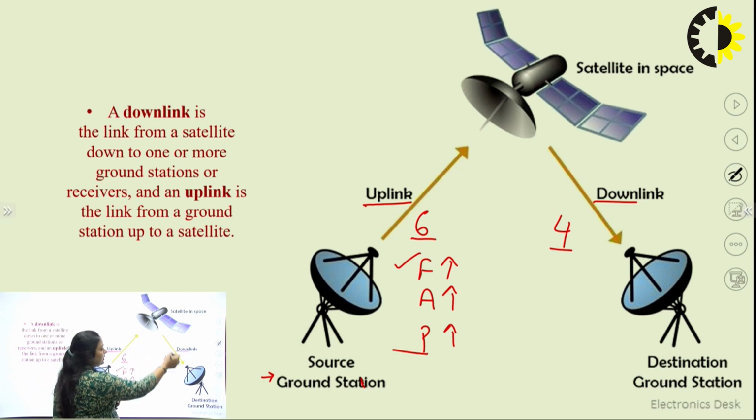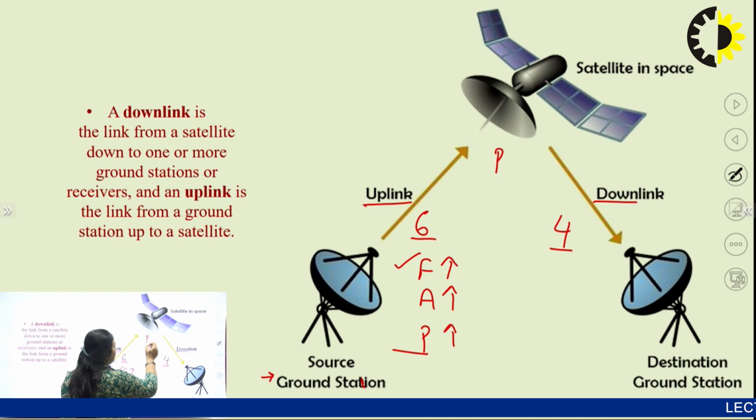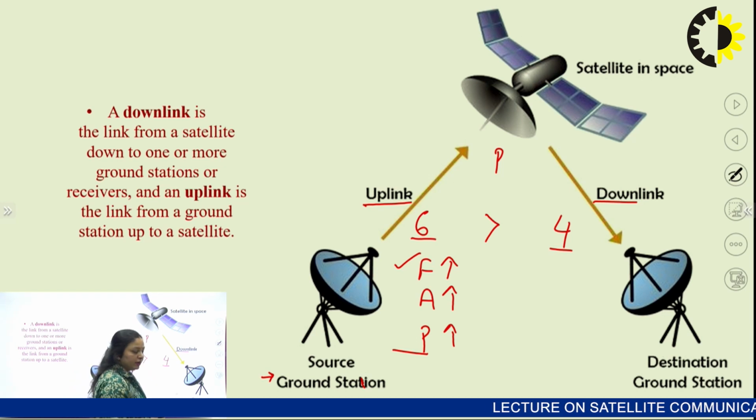When transmitting downwards from the satellite, I cannot afford to have high power. I have limited power, because we are using the power from the solar panels. So, we cannot afford to have high power, we have a limited power. That is why the downlink frequency is generally lower than the uplink frequency.